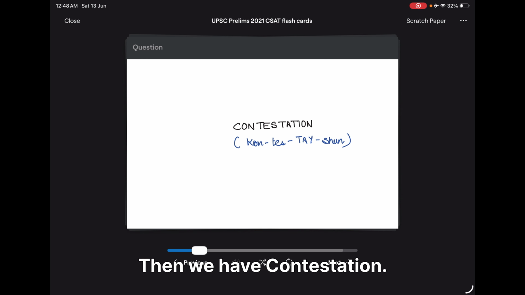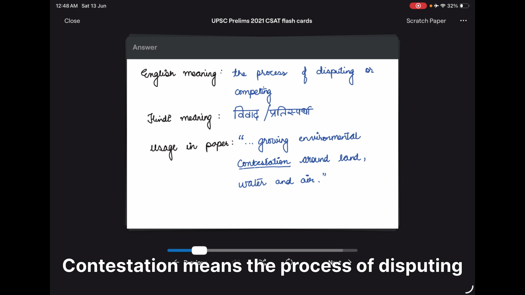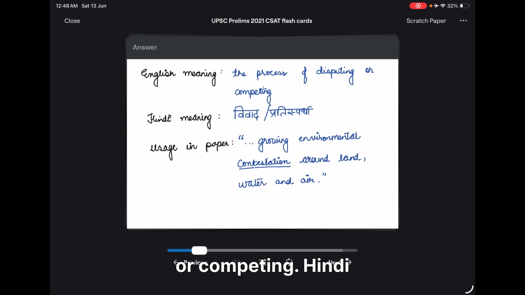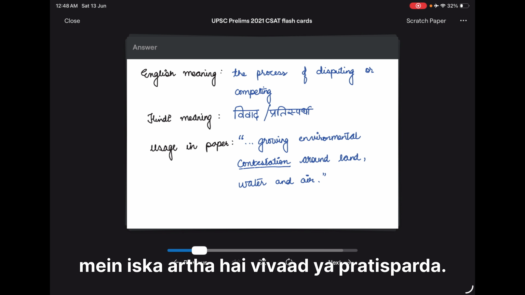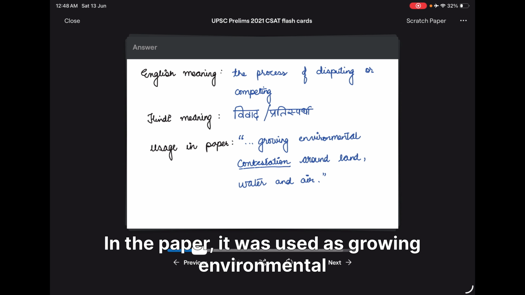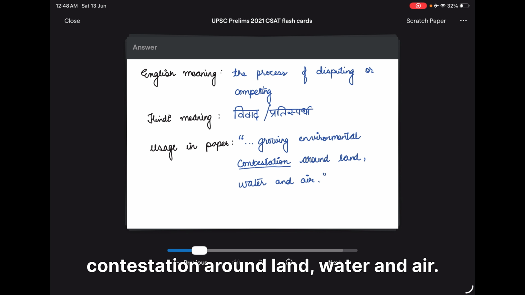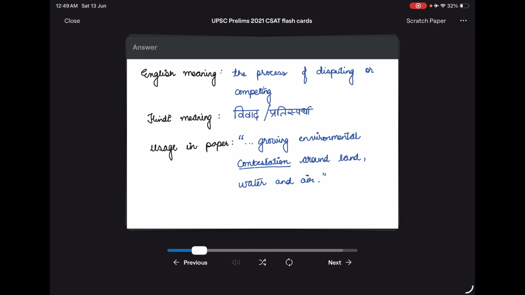Then we have contestation. Contestation means the process of disputing or competing. हिंदी में इसका अर्थ है विवाद या प्रतिस्पर्धा. In the paper it was used as growing environmental contestation around land, water and air.